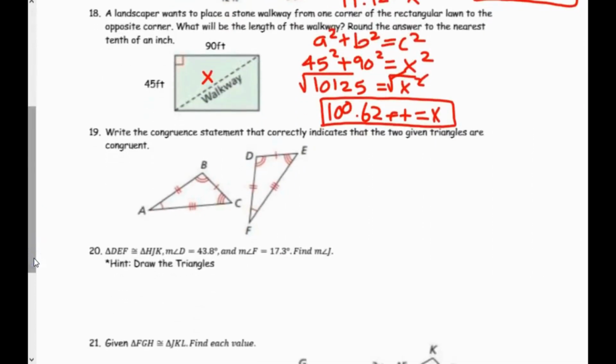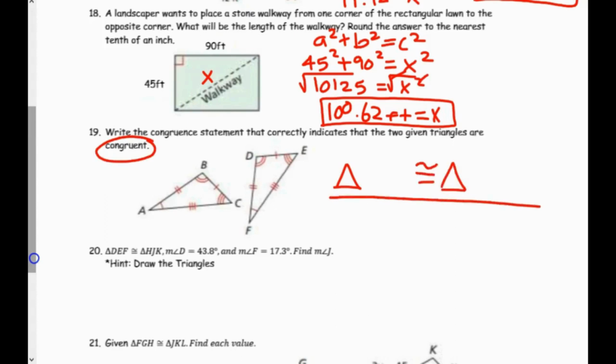Alright. So this says write the congruent statement that correctly indicates that the two given triangles are congruent. So when we do this, we like to say triangle blah blah blah is congruent to triangle blah blah blah. So, I like to do 1 arc, 2 arc, 3 arc. So 1 arc is A, 2 arc is B, 3 arc is C. So triangle ABC is congruent, that's what this means, to triangle, and then 1 arc, 2 arc, 3 arc, FDE.